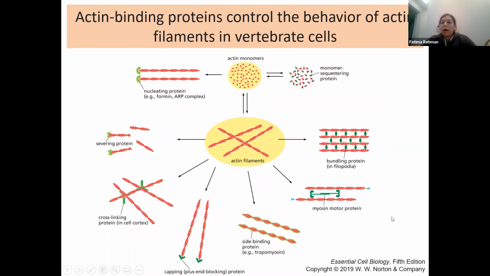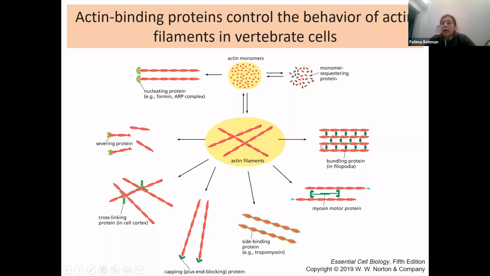So some of the things that we need to now look at is, well, how do they function? They actually function with the help of binding partners. And depending on which binding partner is associating with the actin filaments, very different functions are going to be performed at the end of the day.